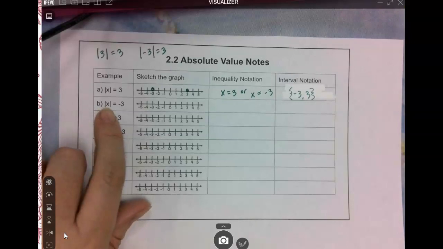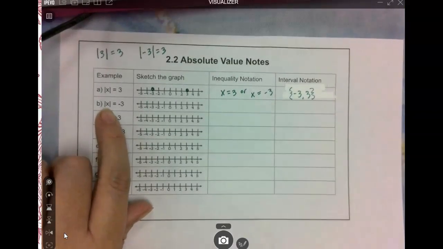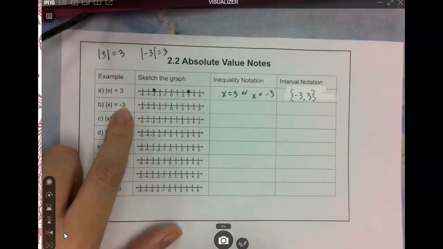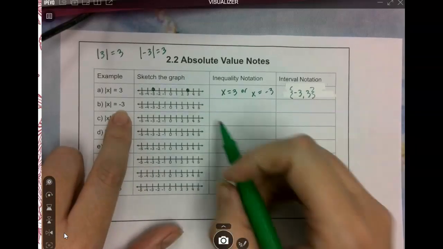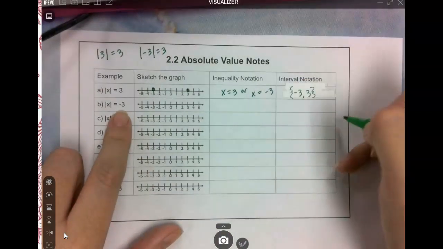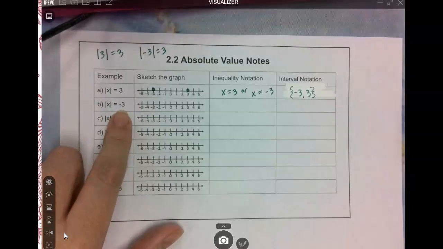Now what about this? Will an absolute value ever give me a negative number? No, it never ever gives us a negative number. So our answer is literally there's no point that'll ever give us a negative. So the inequality notation and our interval notation is that there are none.